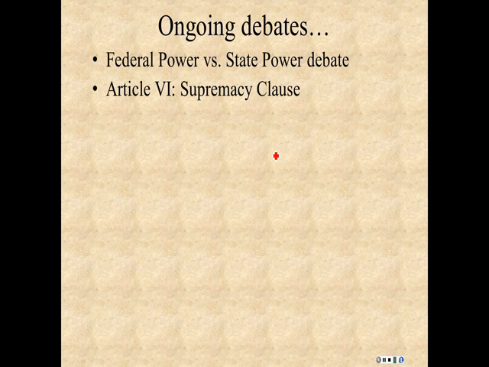Let's just look at this federal power versus state power. What can the federal government do? What can states do? This is, again, still debated. Things like marijuana, things like the right to die, the Oregon law about assisted suicide. These are things where the federal government and states can come into conflict with each other. Drug laws and things like that. And we're just kind of hashing these things out still today.